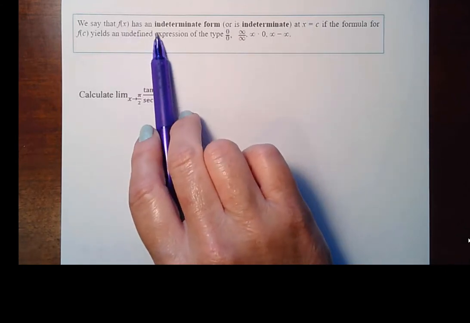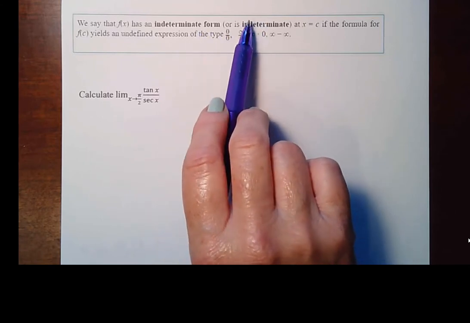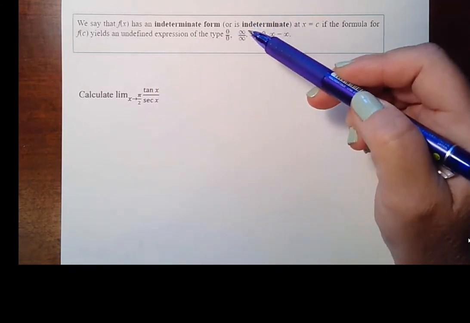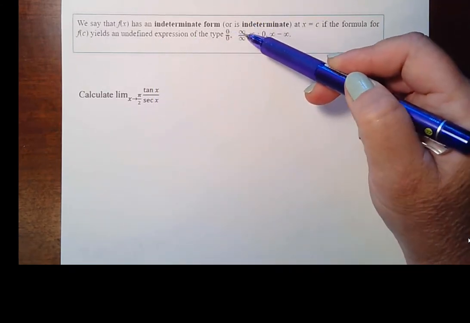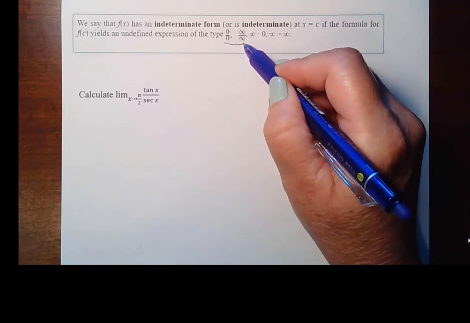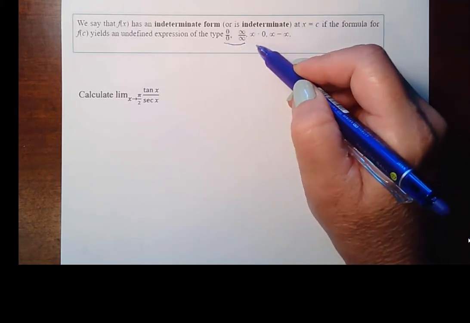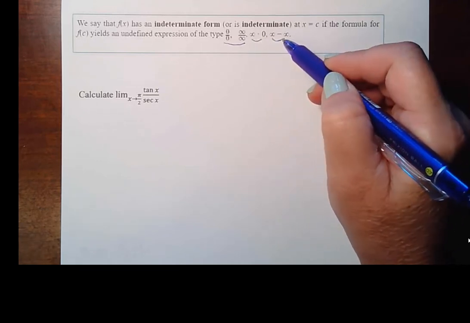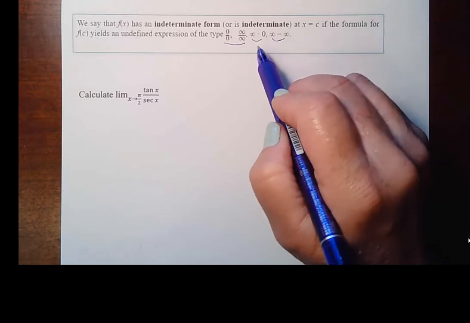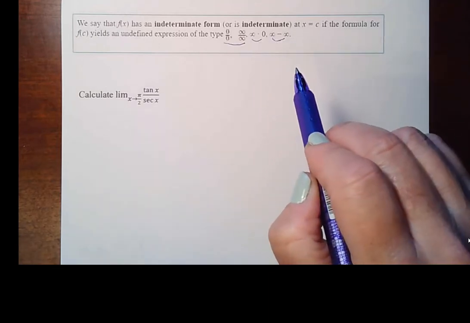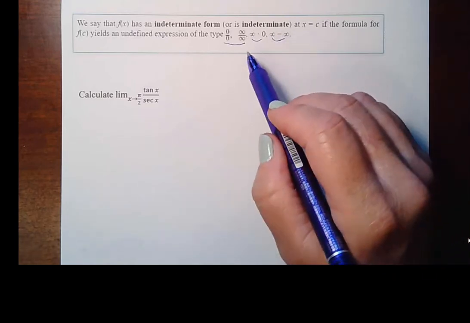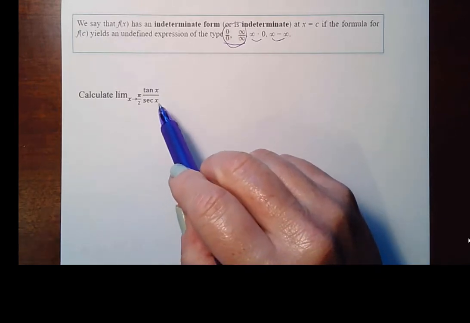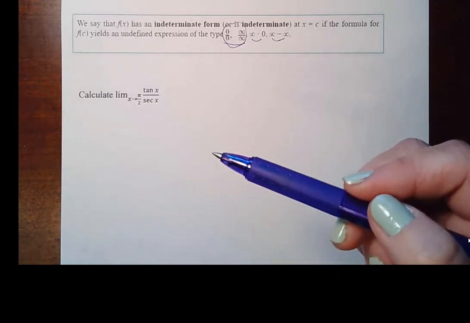Now we say it has an indeterminate form, or is indeterminate, if x equals c, if the formula for f of c yields the undefined expression of this type. Now we've already seen these: 0 over 0, infinity over infinity. These are your standard indeterminate forms. These are other indeterminate forms, but we really don't do much with this in Cal 1. In Cal 2, when we get into L'Hopital's, then we'll do a lot more with it. But right now, this is what you need to focus on.